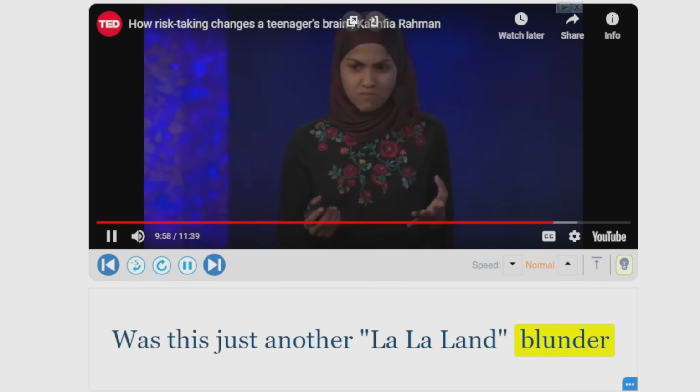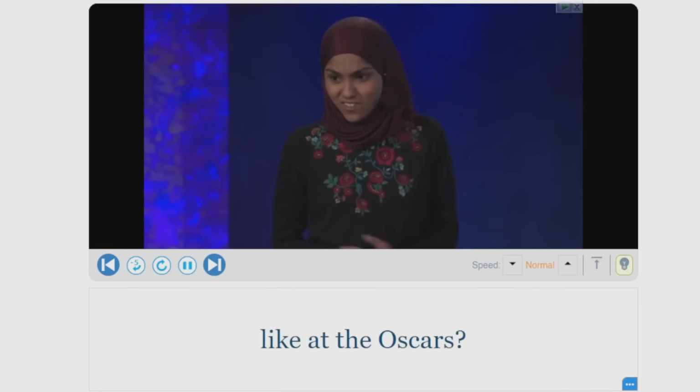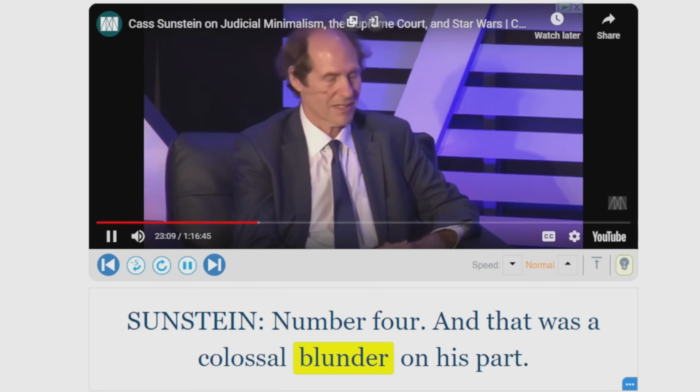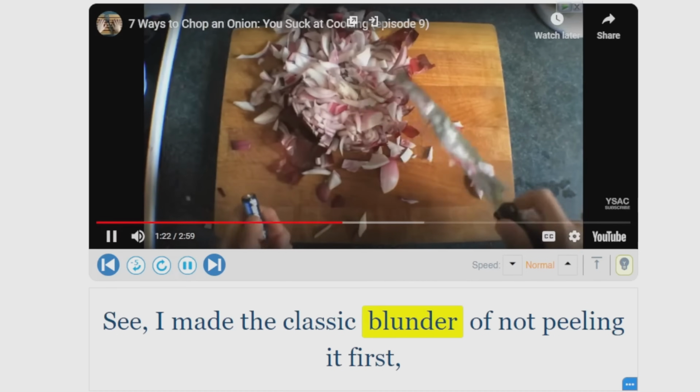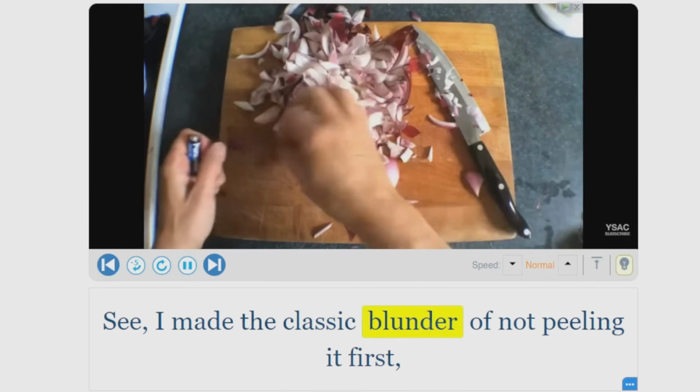Was this just another La La Land blunder like at the Oscars? Number 4, and that was a colossal blunder on his part. See, I made the classic blunder of not peeling it first.